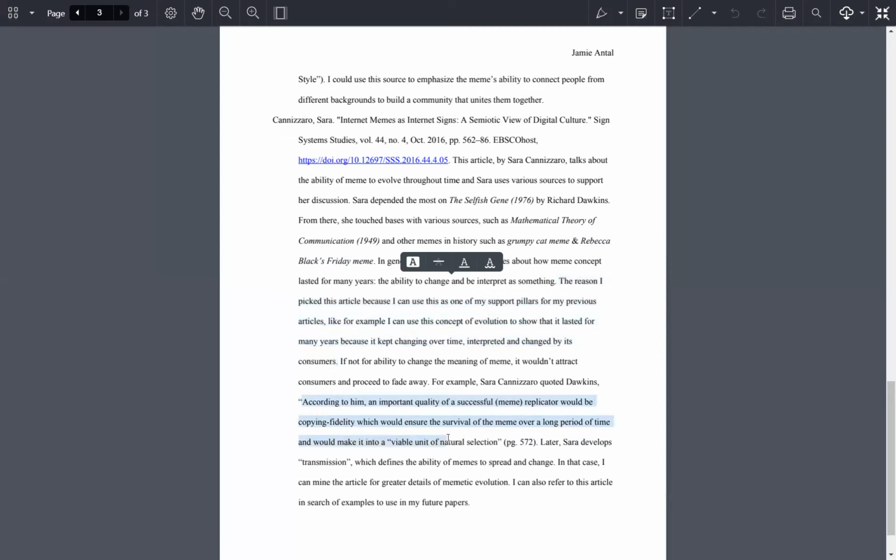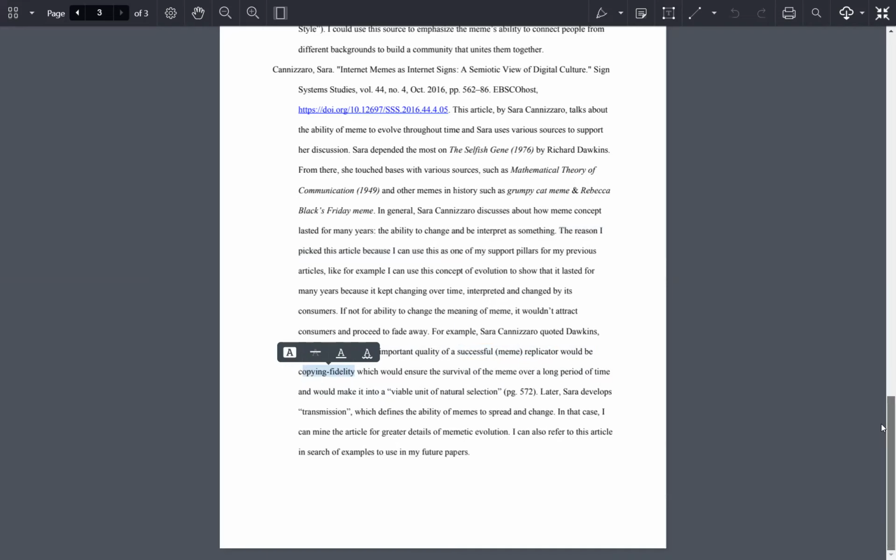And here's another quote that I think is really useful. This idea of a successful meme replicator and copying fidelity. These are really interesting, useful ideas. And I'm glad to see that you're talking about it in a little more focused way than the others. But again, you're still being a little bit too vague about the details of your plan.